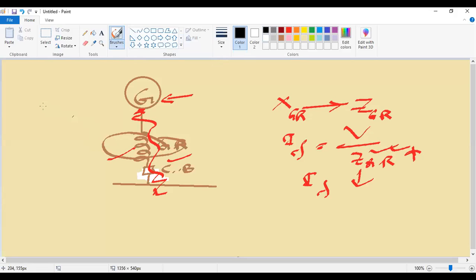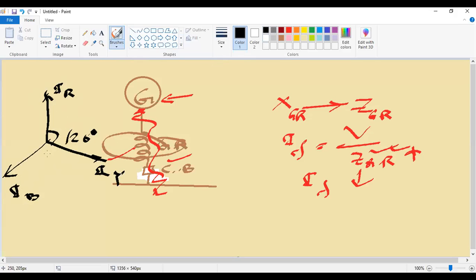I think this kind of thing you are already familiar with, but still I will do some. This is your IR, with a 120 degree phase shift, this is your IY, and this will be your IB. So this is 120 degrees, this is 120 degrees, and this is also 120 degrees. Is it clear?